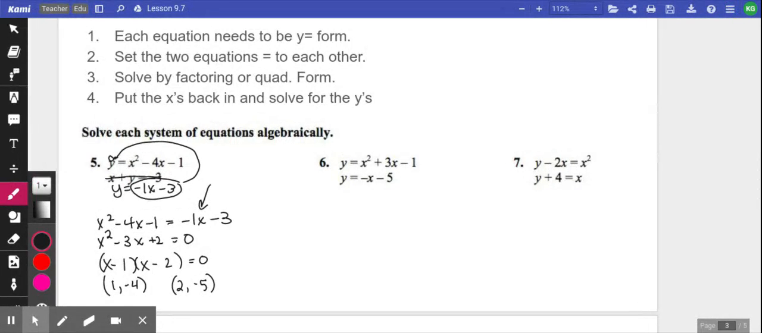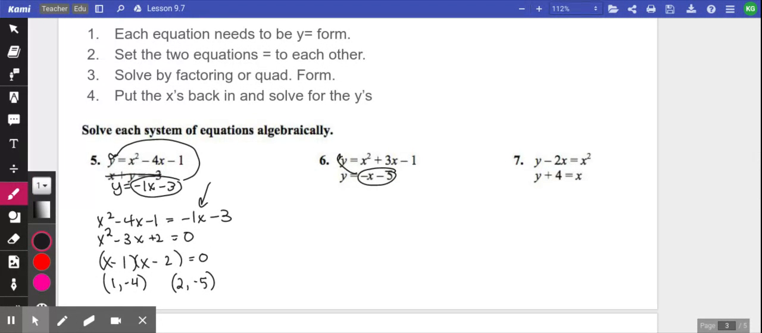On the second one, I'll do the same thing for number 6. I'm going to substitute this in here. So I have x squared plus 3x minus 1 equals -1x minus 3. Going to add 1x to both sides and also add 3. This one's looking for factors of 2 that add up to 4, and there are none. So this one should be a no solution or no intersection.